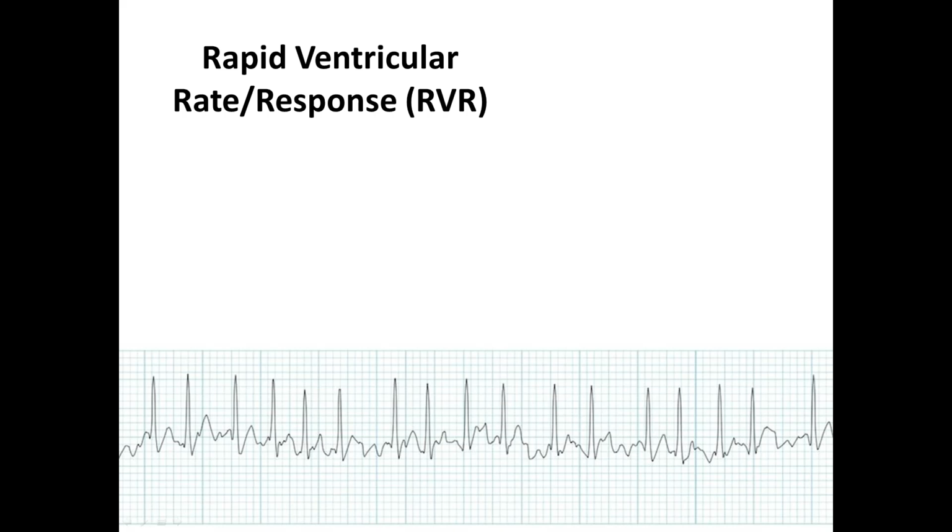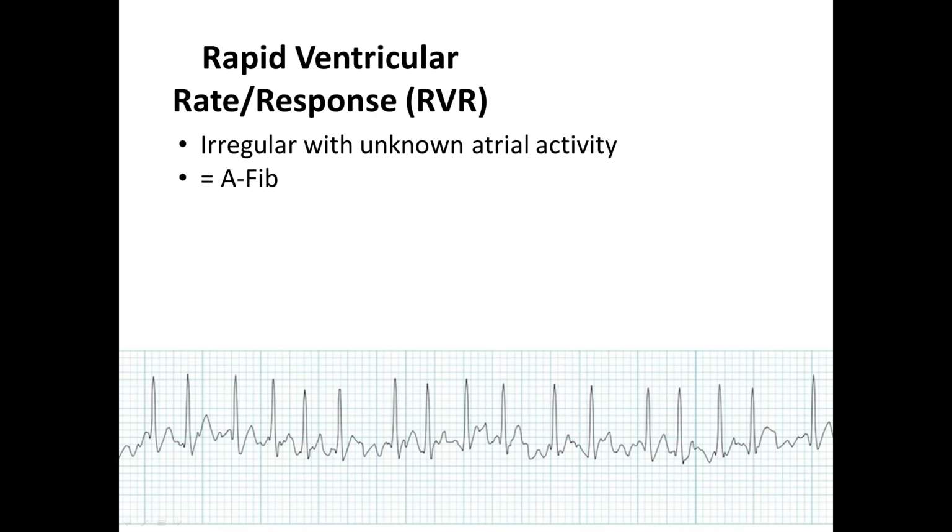Now, another version of AFib that you can have is known as rapid ventricular rate or response. In this situation, similar to the slide before, we have irregular rhythm with unknown atrial activity. So we have AFib clearly at the beginning. However, in this case, the atrioventricular node, the AV node that is sending those impulses down to the ventricles, is letting them go through at a much higher rate, greater than 100. So that gives us AFib with RVR. So this is just an irregular rhythm with unknown atrial activity with a rate greater than 100, AFib with RVR.